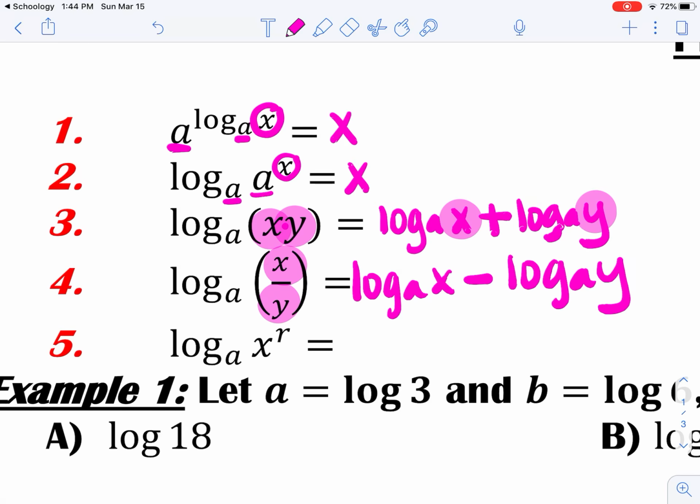Last but not least, we have a power here of r. If you have a logarithm and there is an exponent on the argument, you can bring the exponent in front of the logarithm and multiply it by that logarithm. So this is equivalent to r times log base a of x.